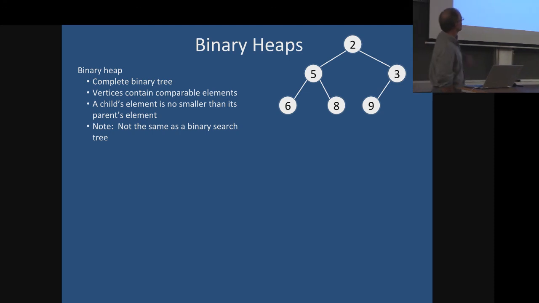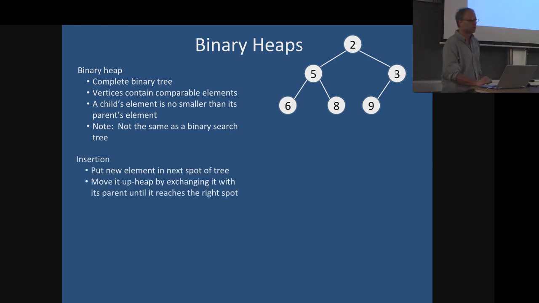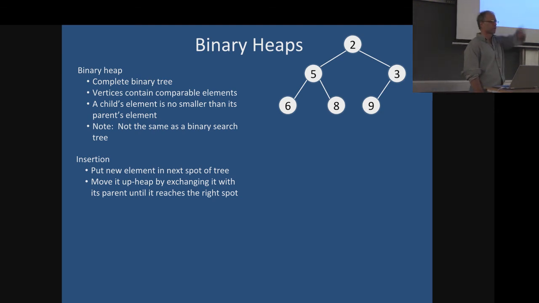Okay? But in each case, any node is going to be less than or equal to anything underneath it. So 5 is less than or equal to the 6 or the 8. 3 is less than or equal to 9, and so on. Okay? To insert, you just stick it in the next spot of the tree, and then move it toward the root as far as it'll go.